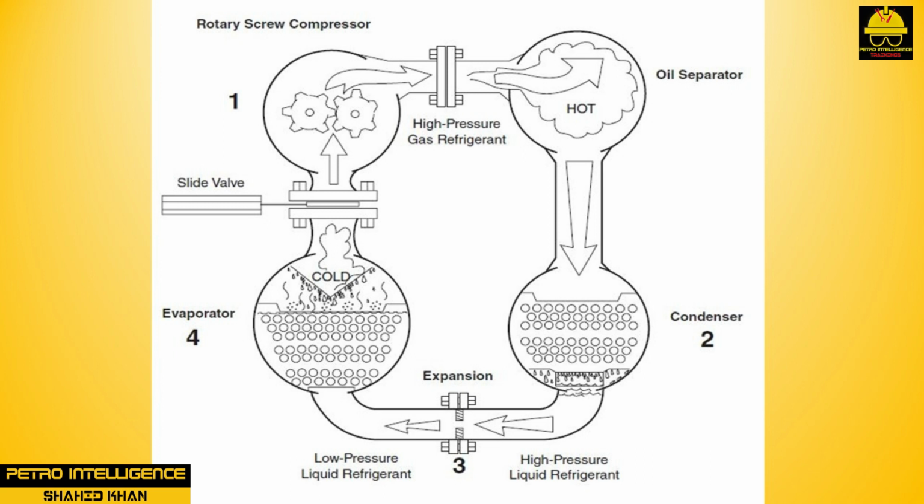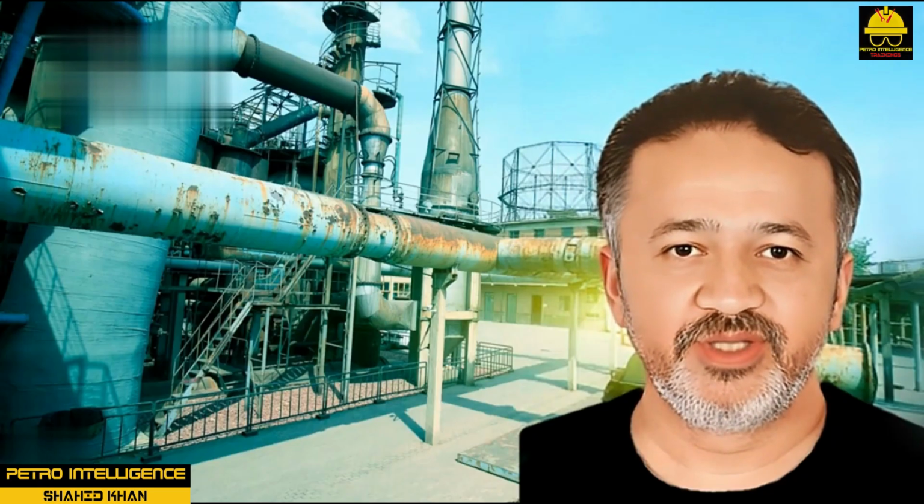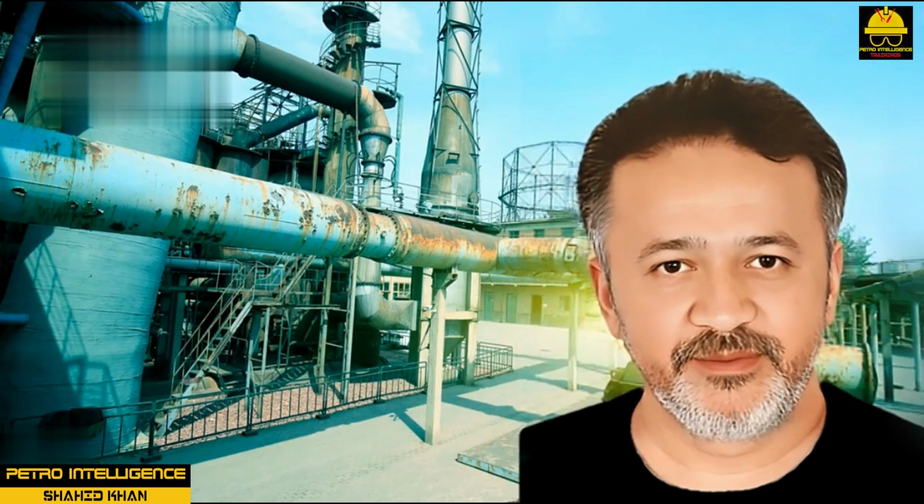From the receiver, a high-pressure liquid refrigerant is pushed through a small opening in an expansion valve. As the liquid expands, it changes phase. The boiling point of the refrigerant is so low that a cooling effect occurs in the evaporator. As the low-pressure refrigerant leaves the evaporator, it enters into the suction side of the compressor and the process begins again.